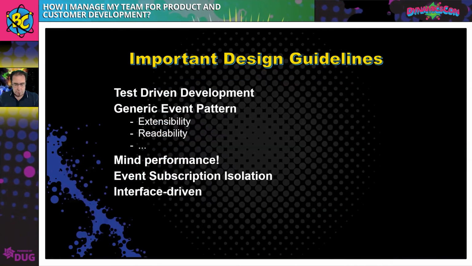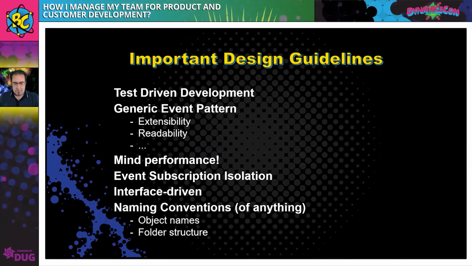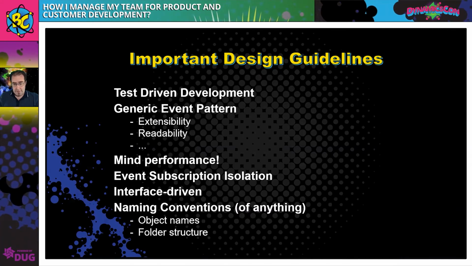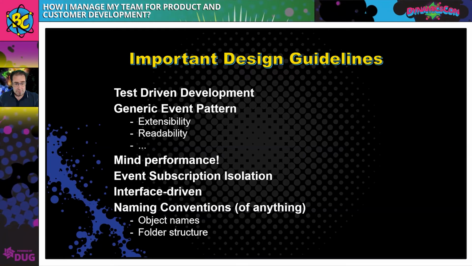Interface driven: I think from the moment we had interfaces, we have been implementing what we call the facade pattern before there were interfaces, but at this point we are implementing quite a lot of interfaces as well, just because we want to make the functionality as generic and extensible as at all possible. And naming conventions: we have some structure for object names, some structure for folder structure, so that an app keeps being readable.